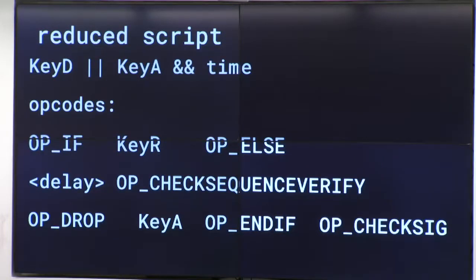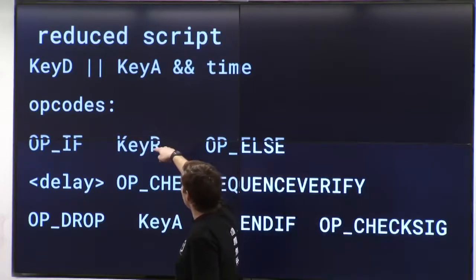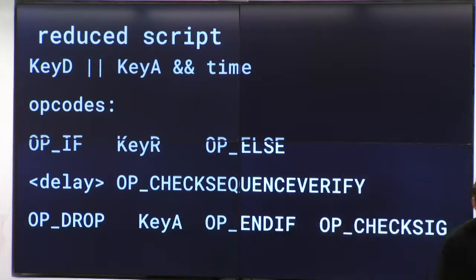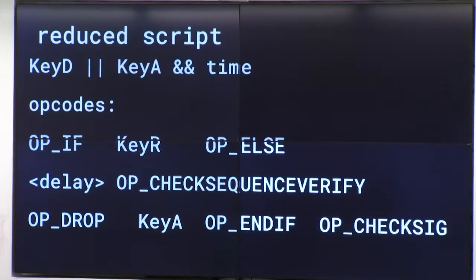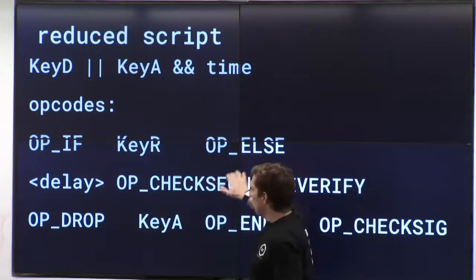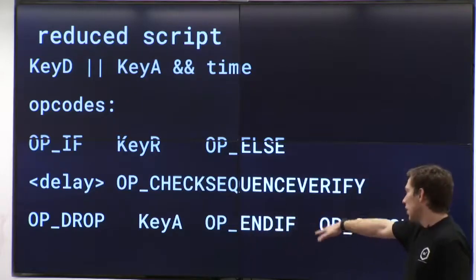So this is a really nice way to do it because it saves a lot of space. So instead, the script is now just key R. Oops. Key R or key A and time, right? So instead of having this key and time passes or these other two keys both sign, you just have a single key that can sign immediately or another key that can sign after a period of time. So the actual script used is this. You say op if, the key R, op else, delay, op check sequence verify, op drop, then the key A, then the end if, then the op check sig.